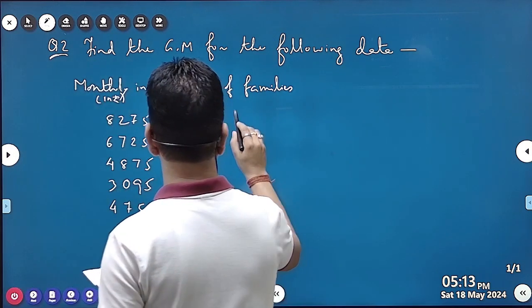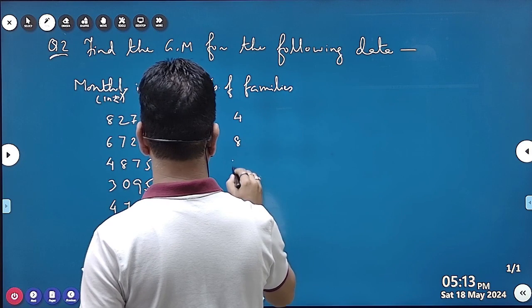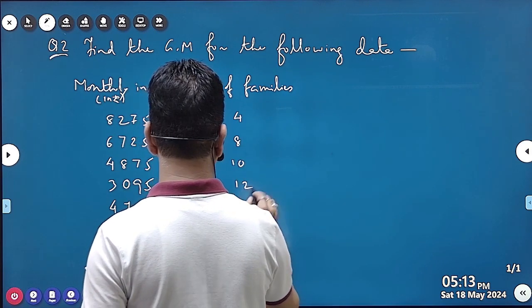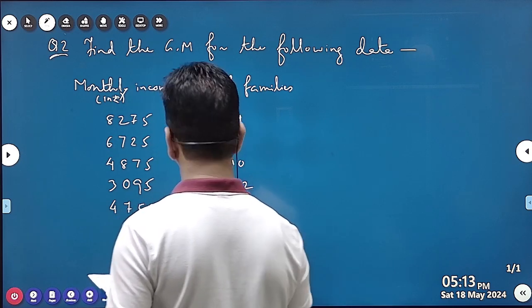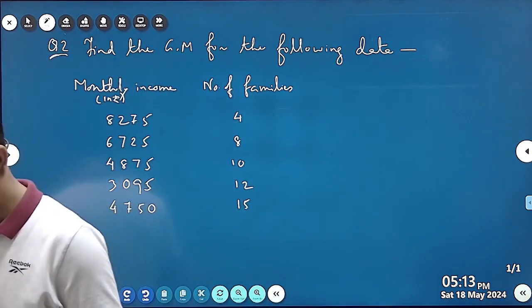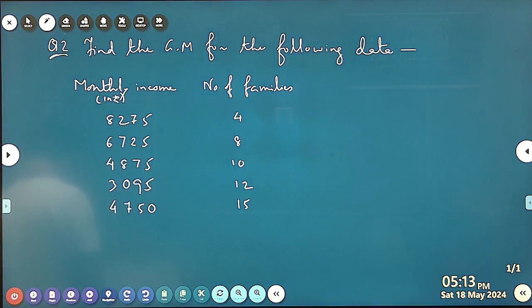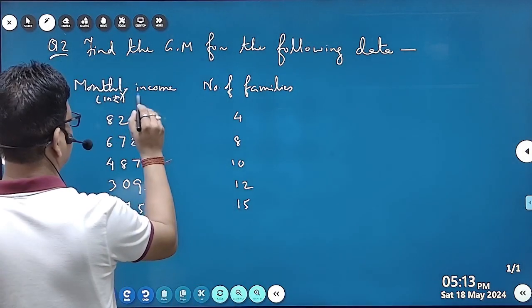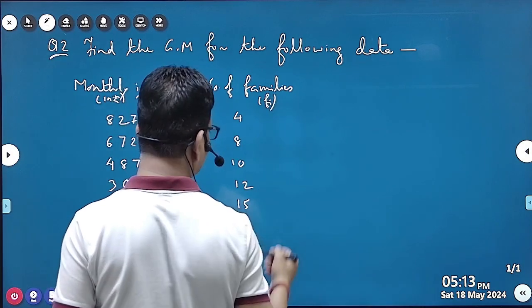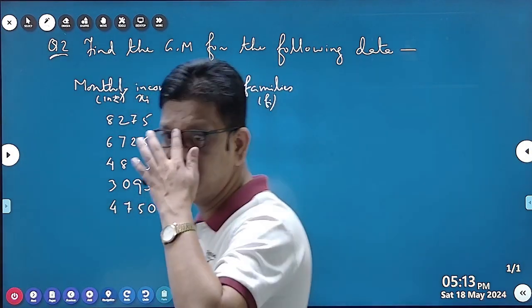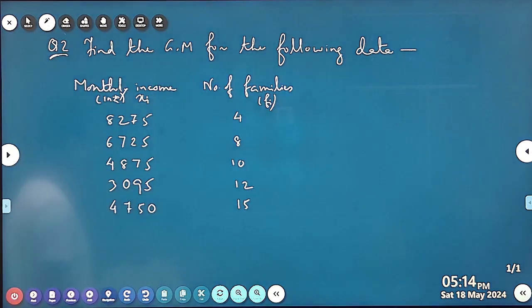Then suppose the number of families here is 4, 8, 10, 12, 14, 15. So these are the families. Now we need to calculate the geometric mean for this data. This is your xi and this is your fi, frequency. As I told you many a times, in statistics the formula says what we need to find out. Yes or no?